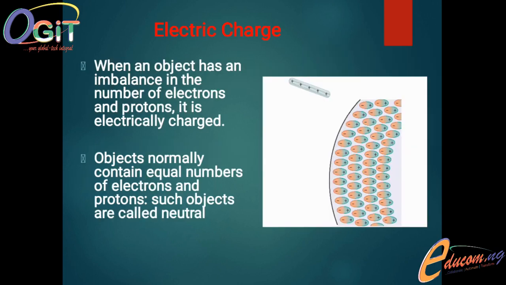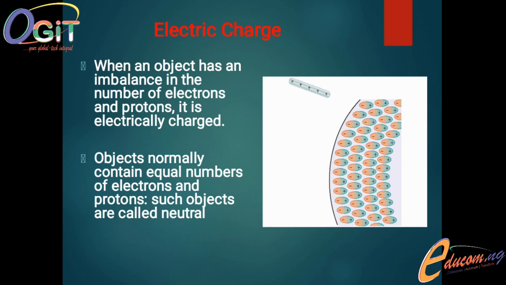When an object has an imbalance in the number of electrons and protons, it is electrically charged. If proton is more than electron, your body will be electrically charged. And also, if electron is more than proton, the body is said to be electrically charged.